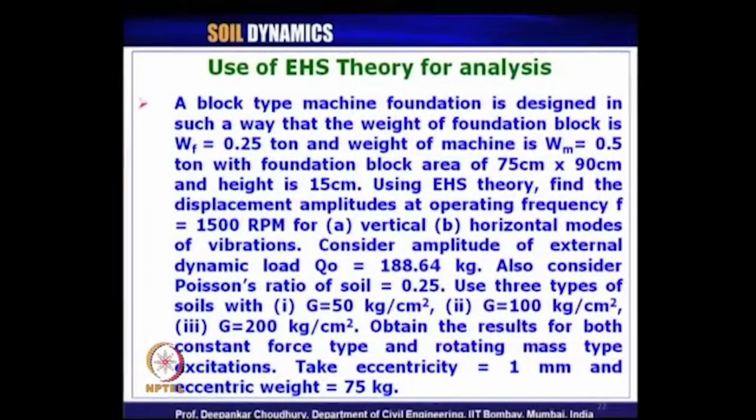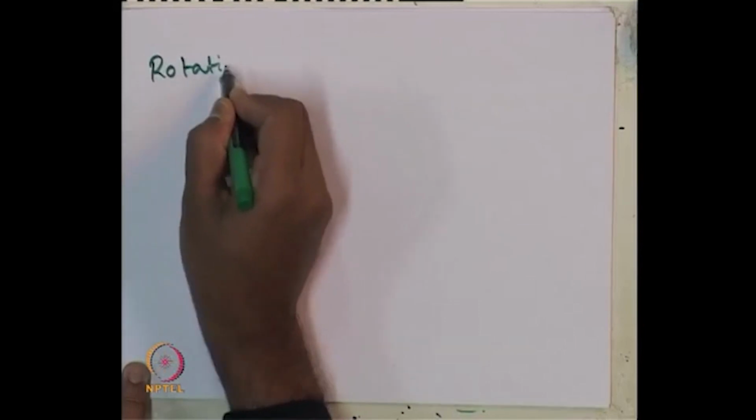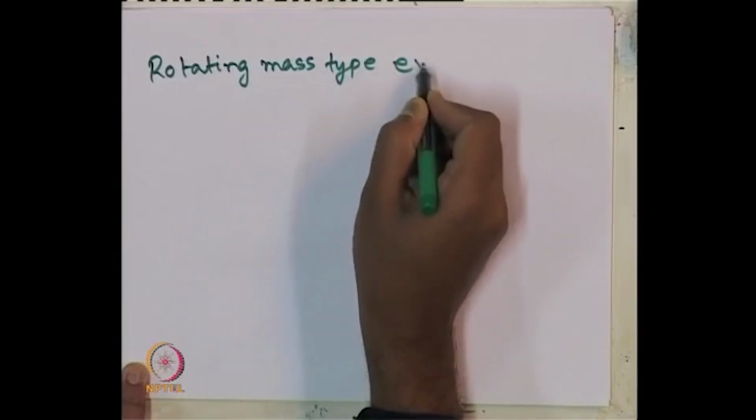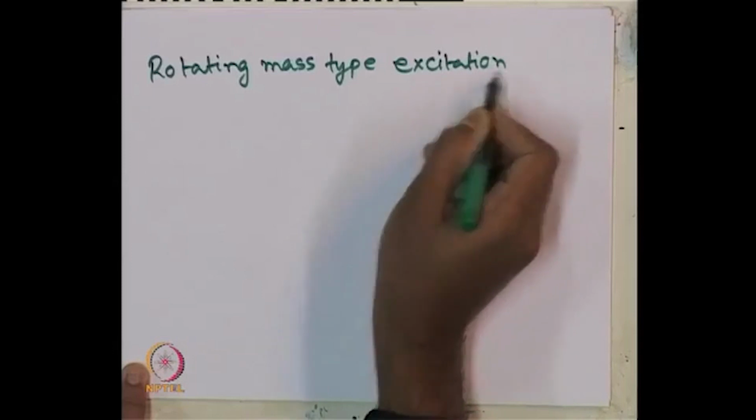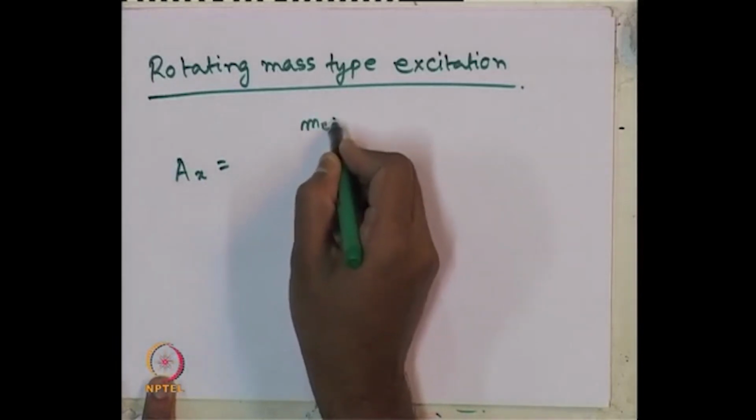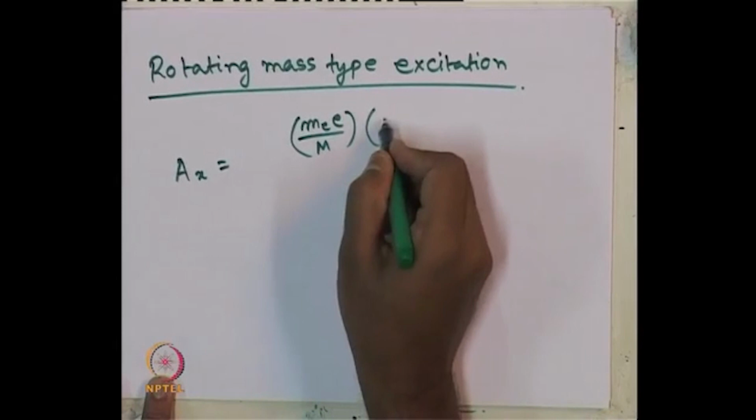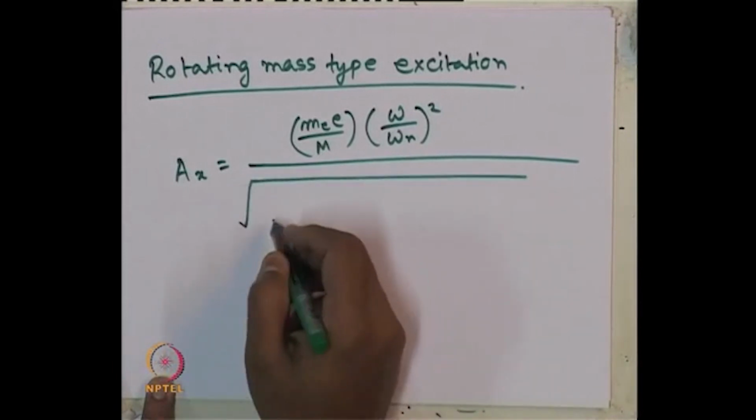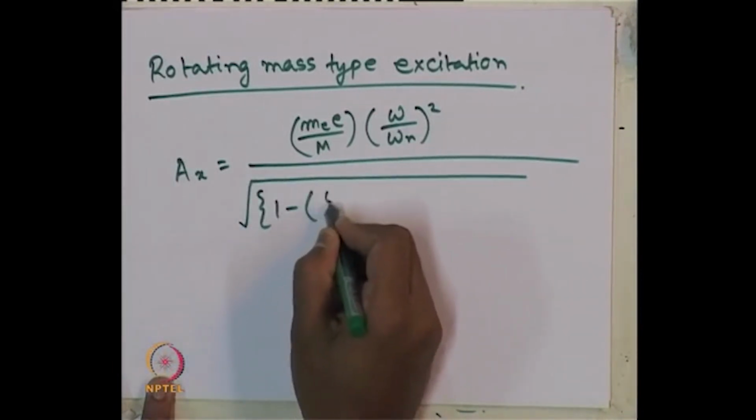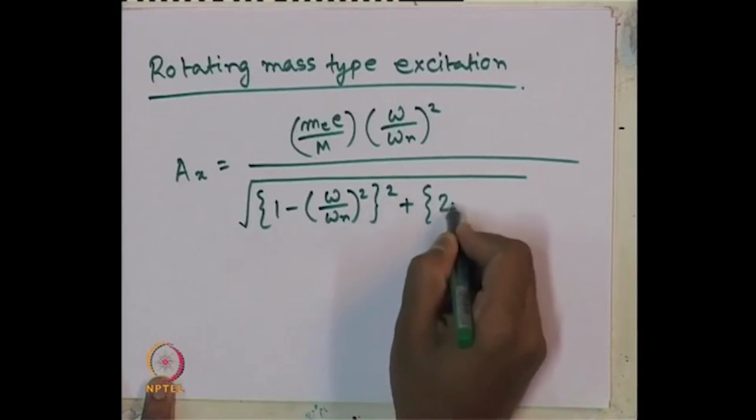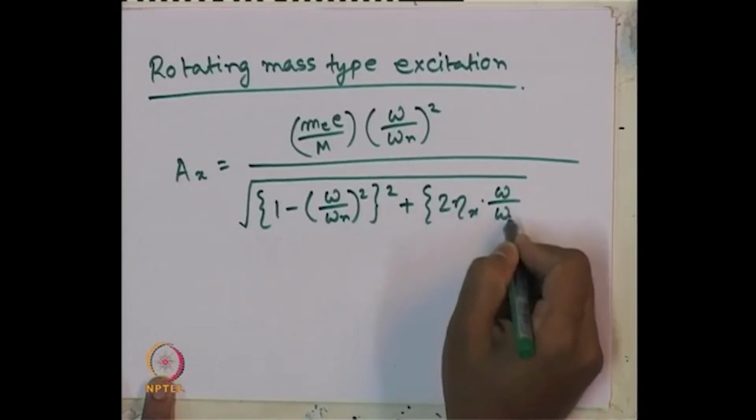If we do this for rotating mass type excitation, so for rotating mass type excitation, we have this expression for A x as m e e by m, omega by omega n whole square, divided by root over 1 minus omega by omega n whole square, whole that square, plus 2 eta x omega by omega n whole square.